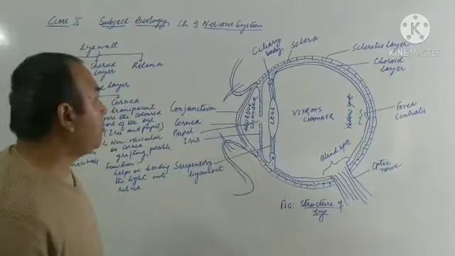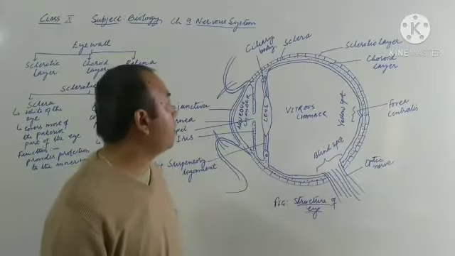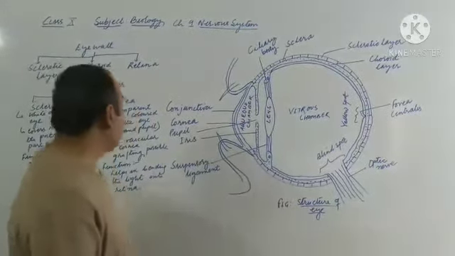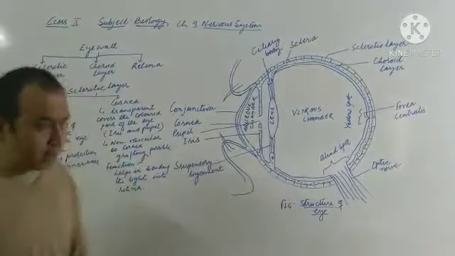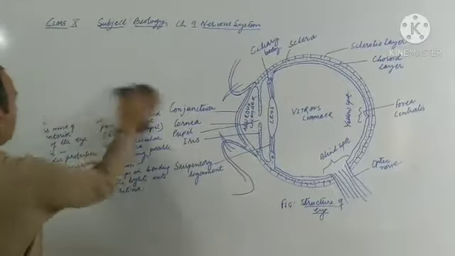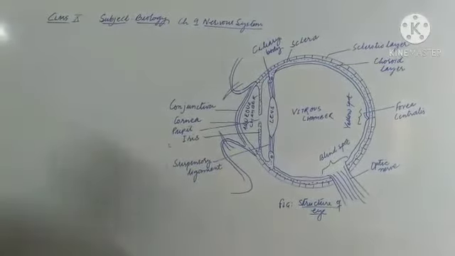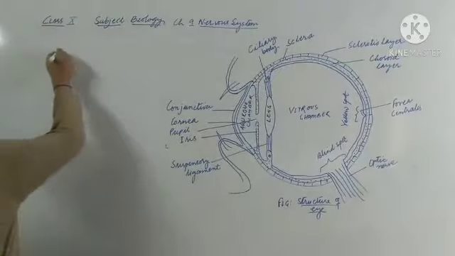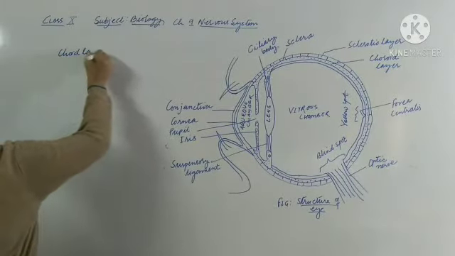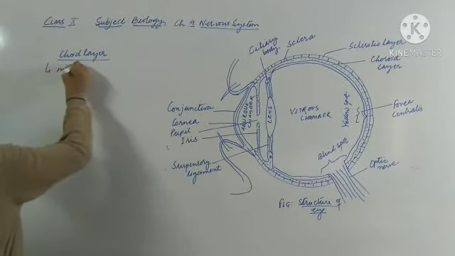So just now we discussed the outermost layer of the eye wall, that is the sclerotic layer. Now we need to start the second layer of the eye, which we call the choroid layer. Okay, choroid layer. This choroid layer is the middle wall of the eye. Okay, number one, it is the middle layer.